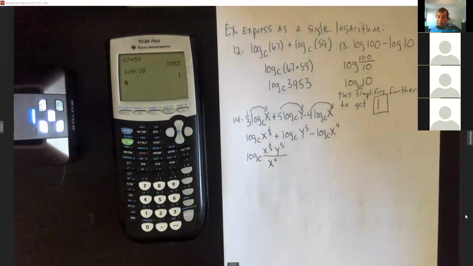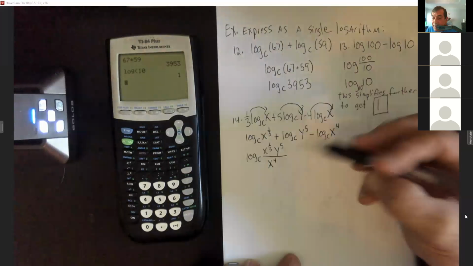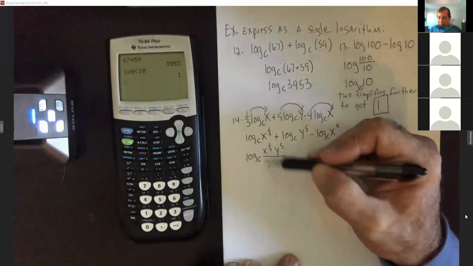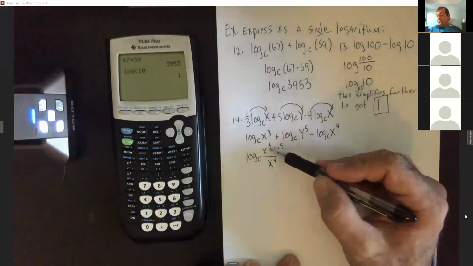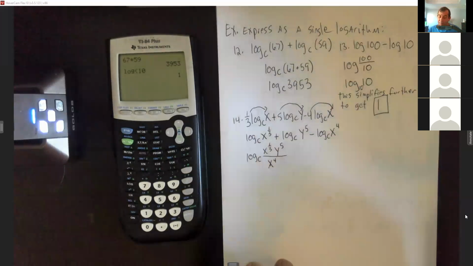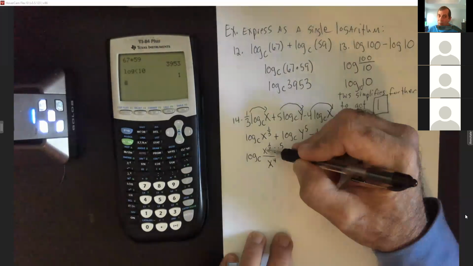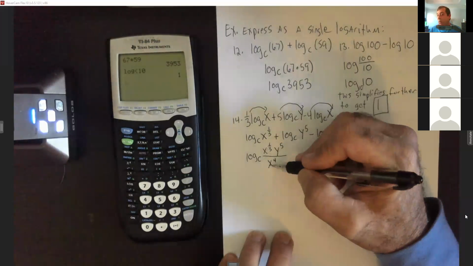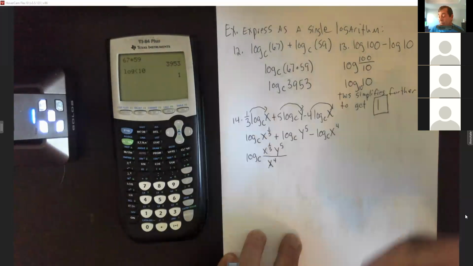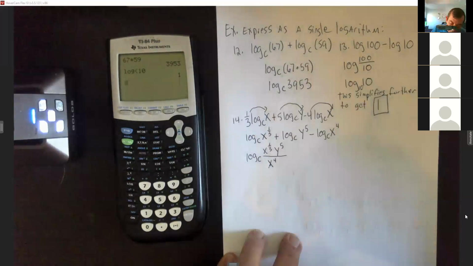So I will say this. I would be done if these x's didn't match up. If that was like an x, y, and z, I'd be done. But I cannot have x's on top of a fraction and x's on bottom of a fraction because they don't consider that simplified.